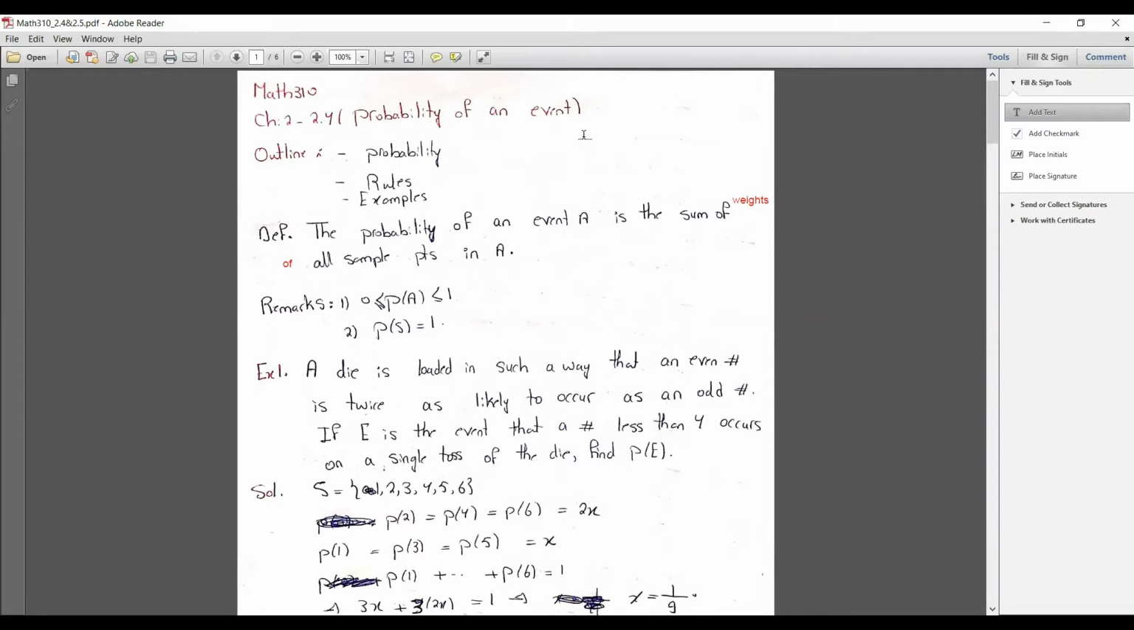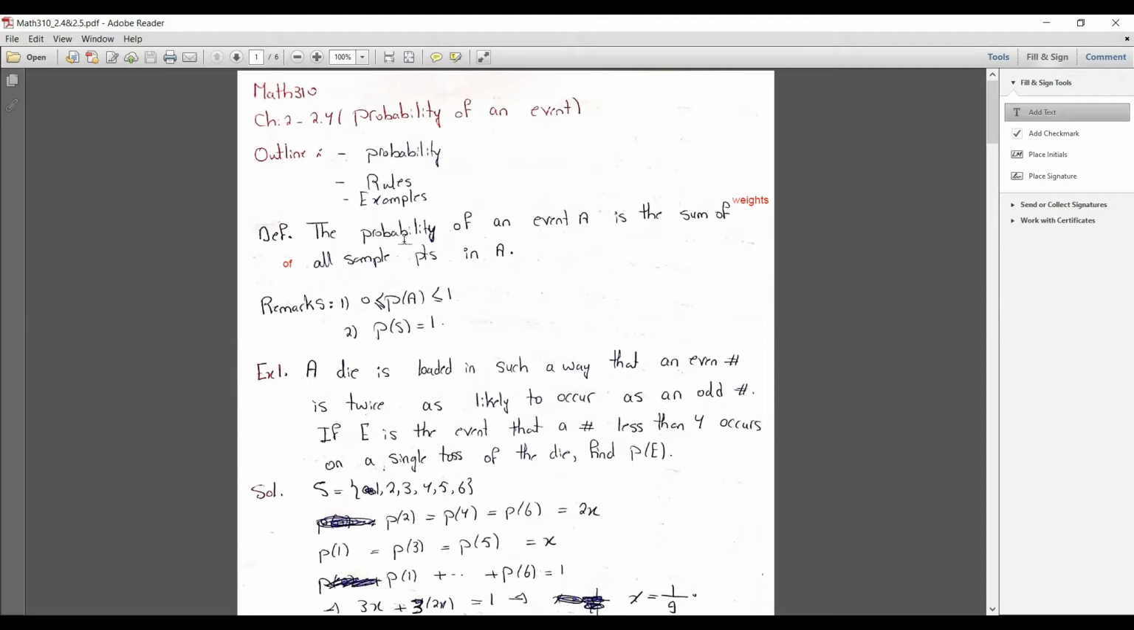For today, we are still in chapter 2. We will introduce probability and we're going to talk about how we can find the probability of a certain event. Mainly, we're going to talk about a formula for probability, then we're going to talk about some rules. After that, we're going to be presenting some examples and some exercises.